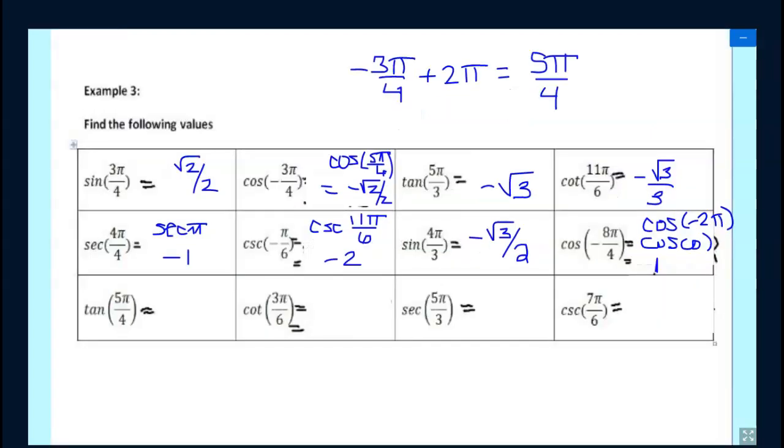Okay, the tangent of 5π over 4. So again, we're talking about quadrant 3. Tangent is sine over cosine. Well, sine and cosine at any π fourths are root 2 over 2. So sine and cosine at any fourths is the same, which means tangent is always a 1. And because tangent is positive in quadrant 3, we get positive 1.